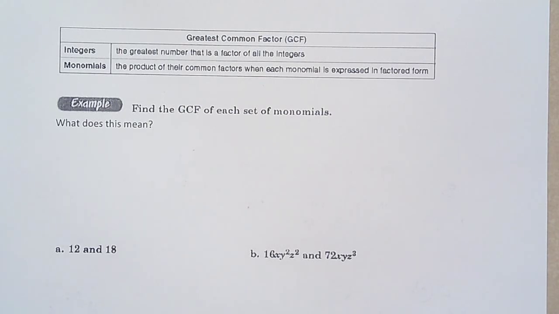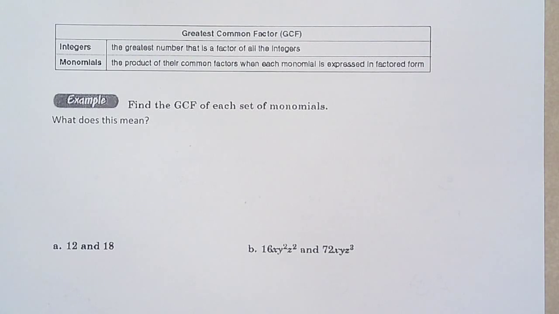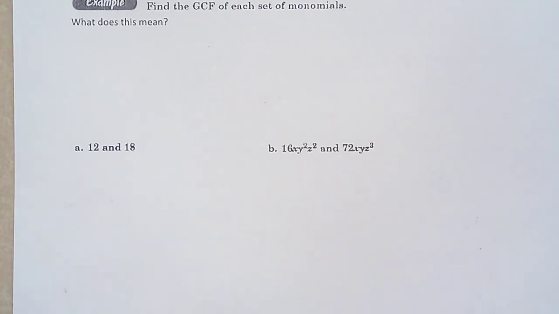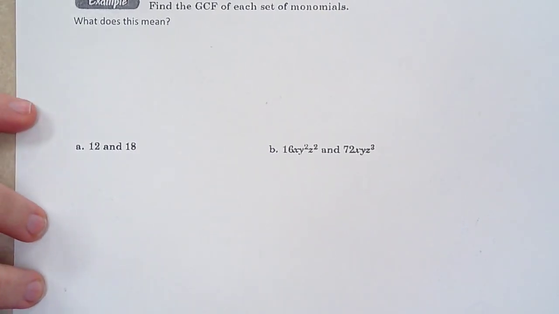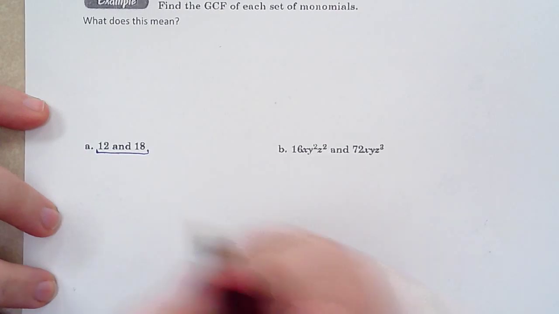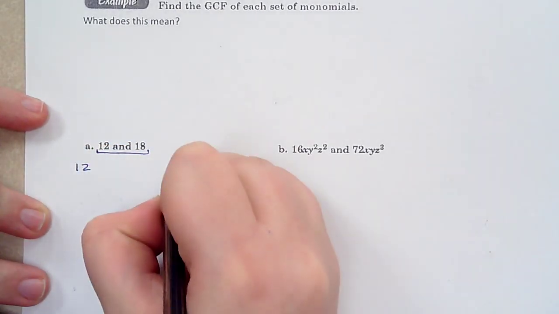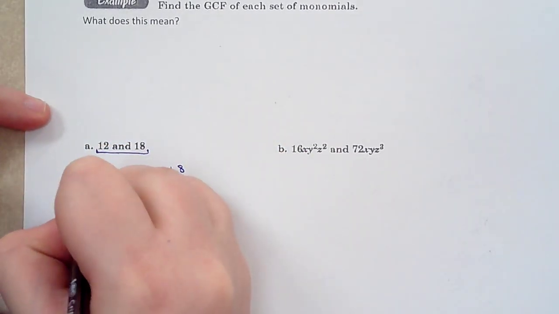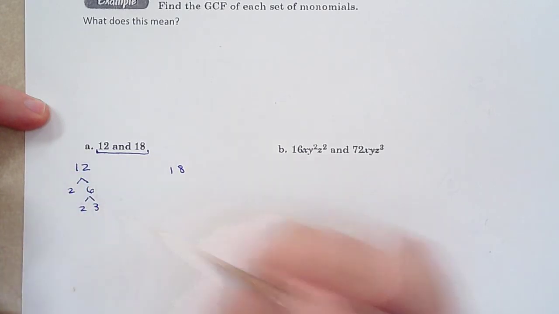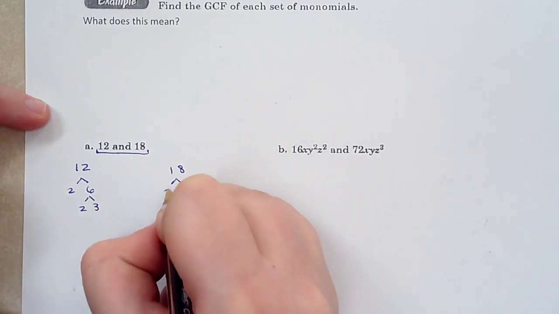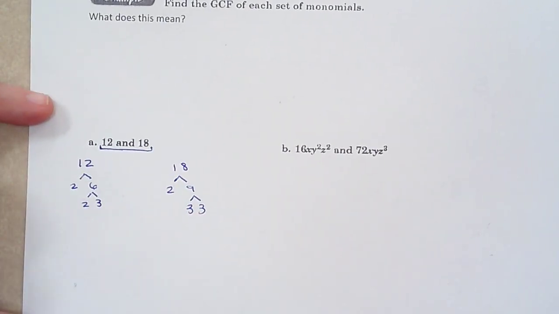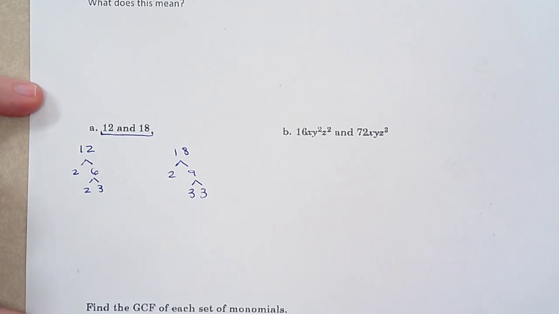Well, if we want to find the greatest common factor, the GCF, for each set of monomials, let's see what that looks like. So let's look at this first example. We'll come back to what it means. Let's factor those out into their pieces. We've got 2 and 6, 2 and 3. For 18, we've got 2 and 9, and 3 and 3. So these are their factors.